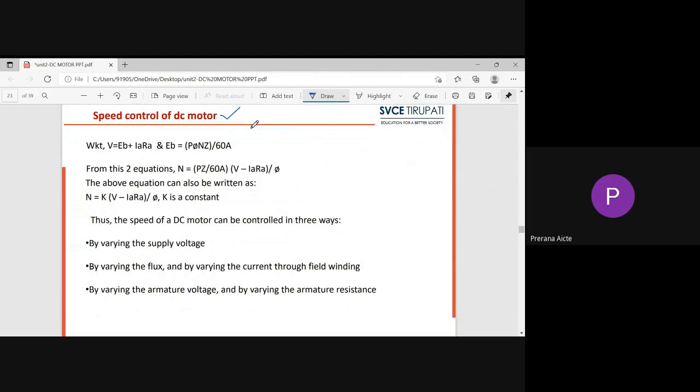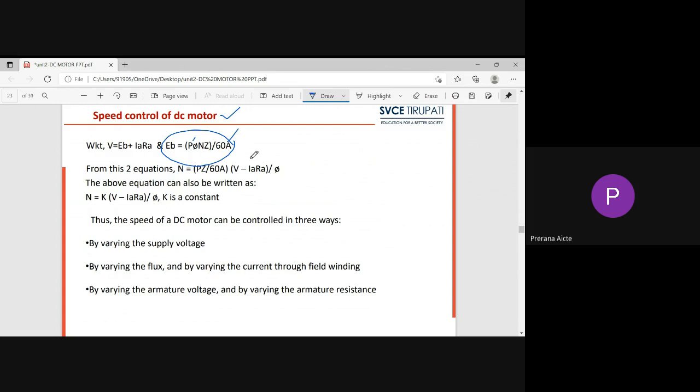Next topic is speed control of DC motor. We know the basic equation of back EMF. When a current carrying conductor is placed in a magnetic field, it carries current and automatically this conductor rotates in the magnetic field. When the same conductor cuts that flux, EMF will be induced in the armature. That induced EMF is nothing but back EMF. That is Eb directly proportional to phi Z N P by A, the basic equation, just like the induced EMF equation.